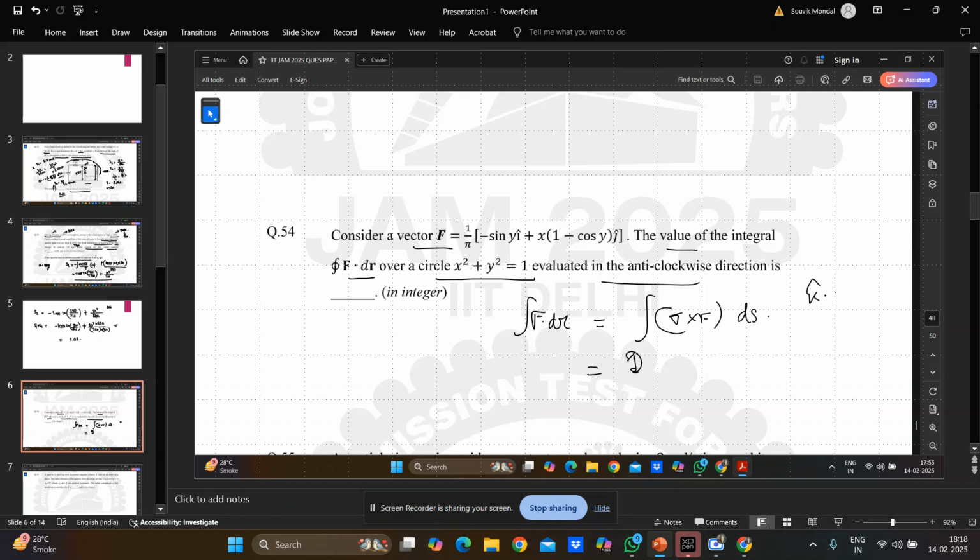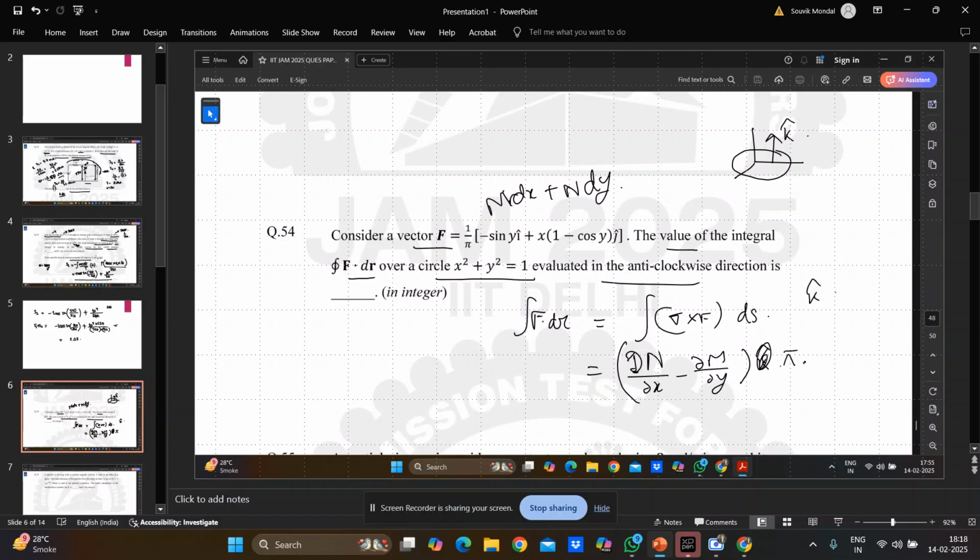So it will be del cross F. Here only x and y components are there, so only k cap will survive. You can consider it as M dx plus N dy, so it will be del N by del x minus del M by del y. The direction will be k hat, and the circle, which is in the xy plane, x square plus y square is 1. If you rotate it counterclockwise, then the area vector will also be in k cap. So k cap dot k cap is equal to 1, and the area will be simply pi r square. Not pi r square at the moment, you have to integrate it, but let's see.